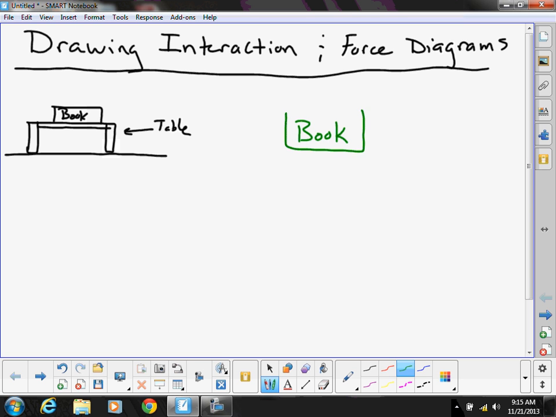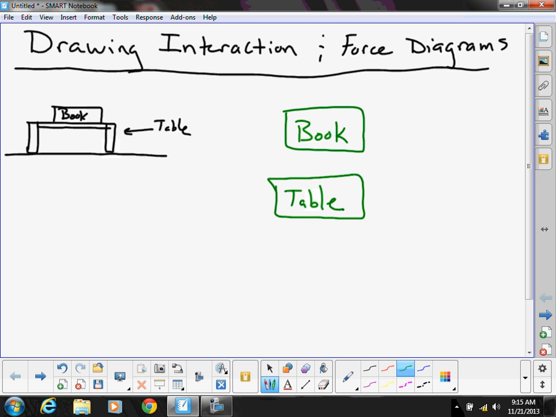We have the book. There's also the table. We also have something else that's involved in the situation, and as we get into analyzing things, one of the forces that we need to make sure we account for in all of these problems is the force of gravity. The force of gravity is caused by an object's interaction with the Earth.